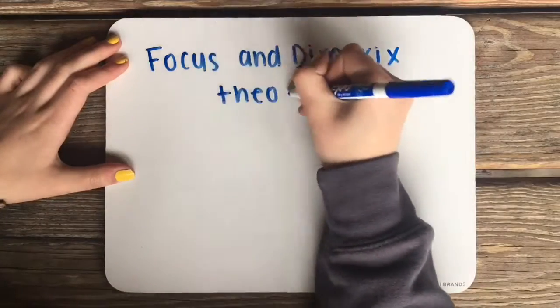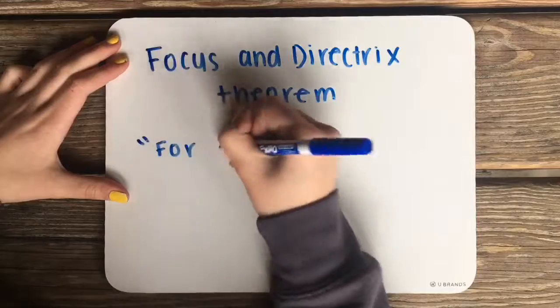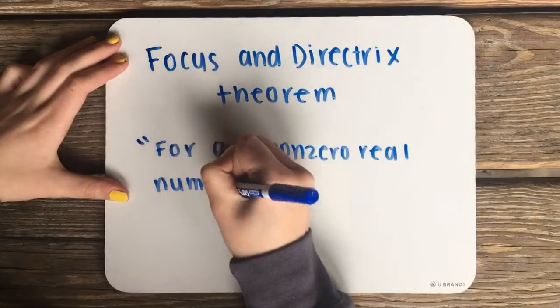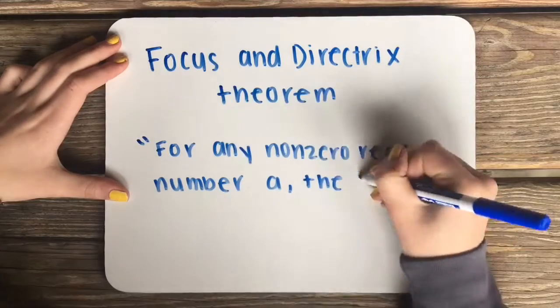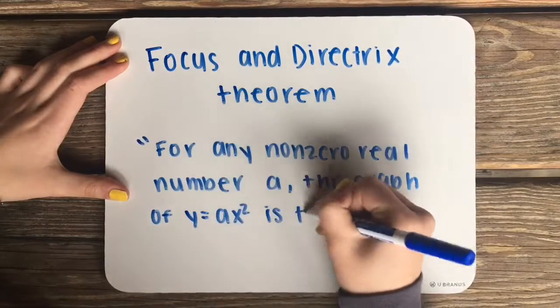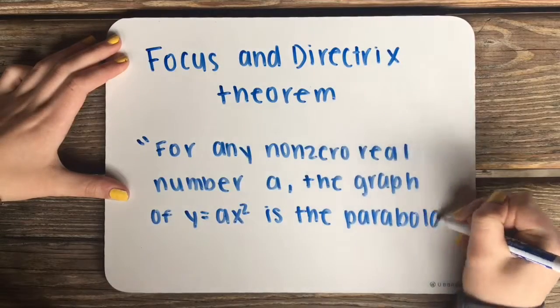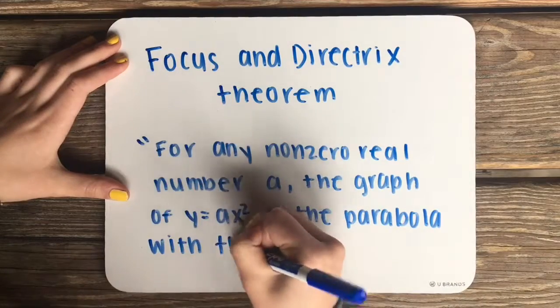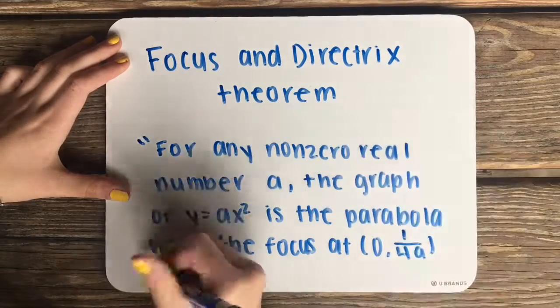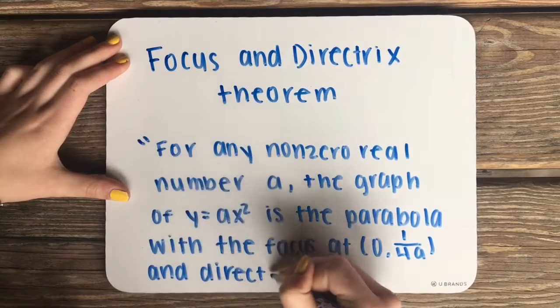Next, I'll be going into the focus and directrix theorem. For any non-zero real number a, the graph of y equals ax squared is the parabola with focus at 0, 1 over 4a and directrix at y is equal to negative 1 over 4a.